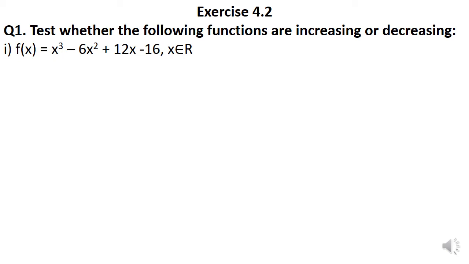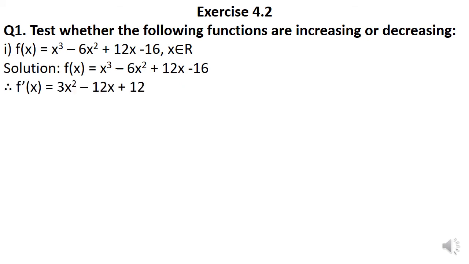That is, for f(x), we first find f dash x, that is the derivative of f(x). You know that the derivative of x cube is 3x square. The derivative of 6x square is 12x. And the derivative of 12x is 12. And what about 16? Being a constant, it becomes 0. Thus we find our f dash x.